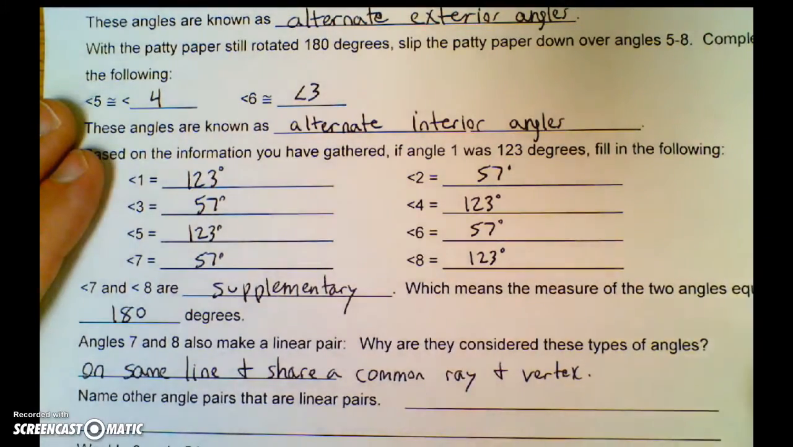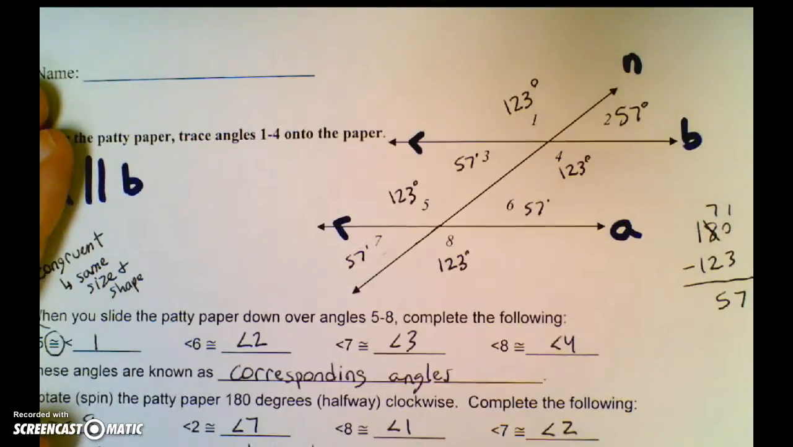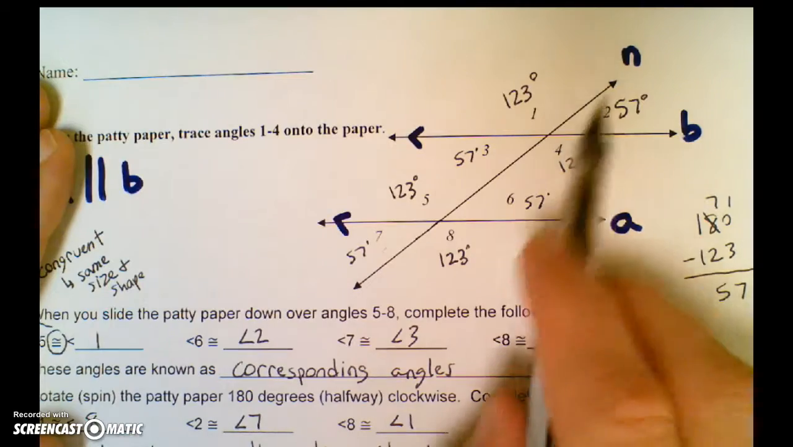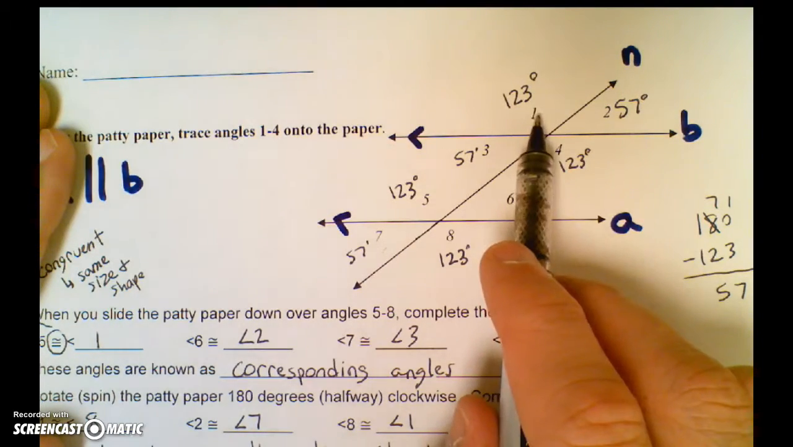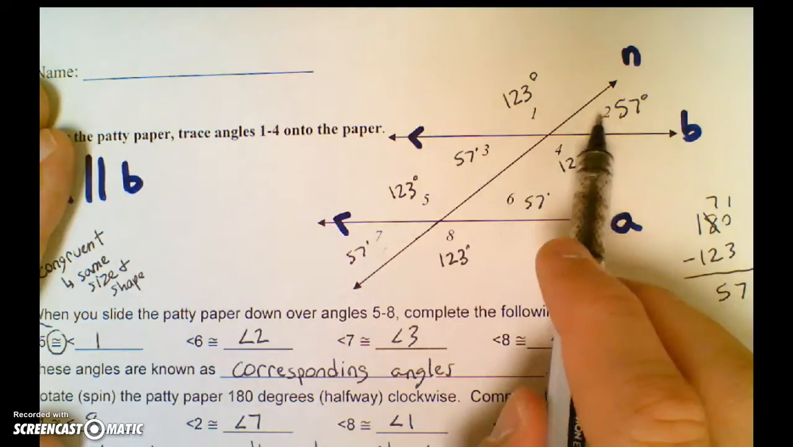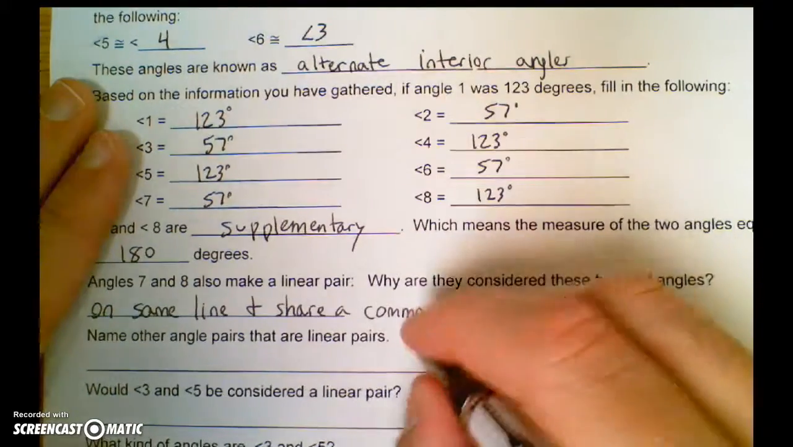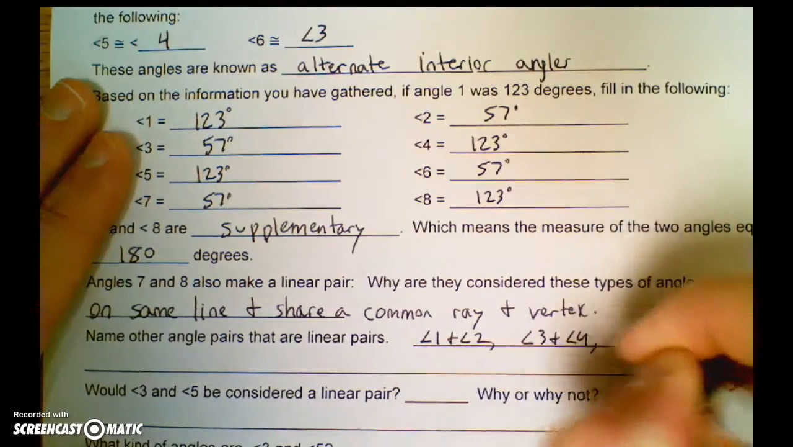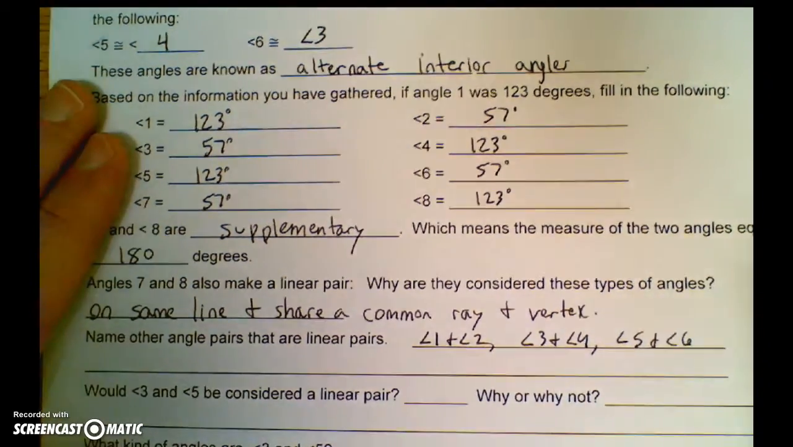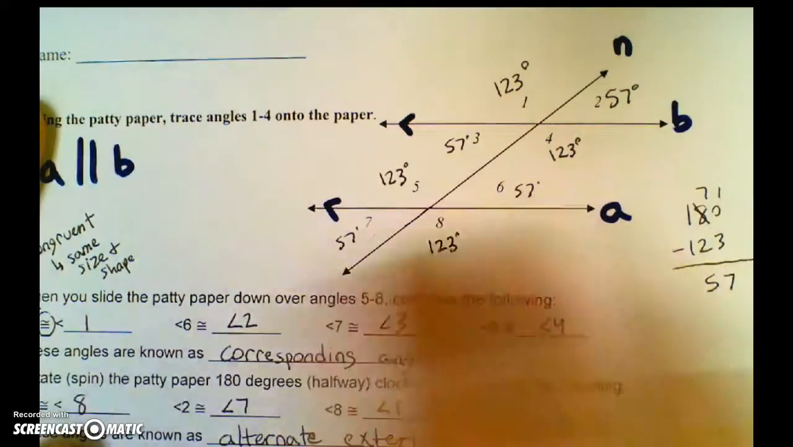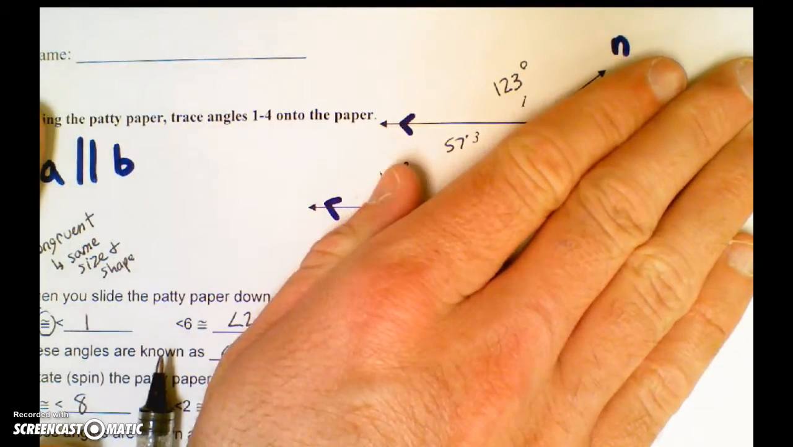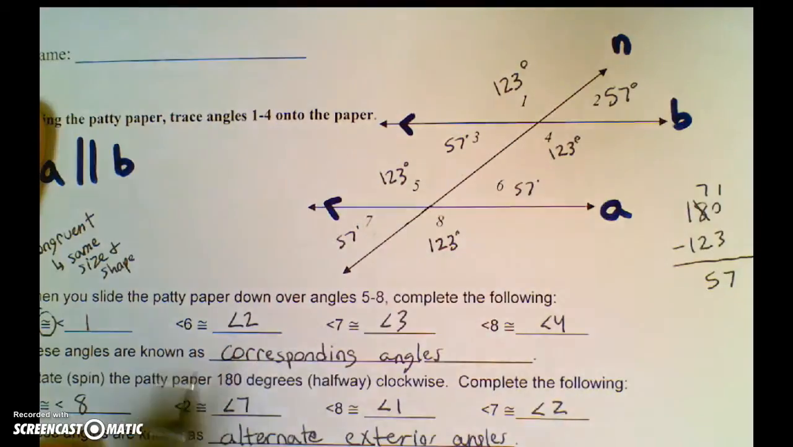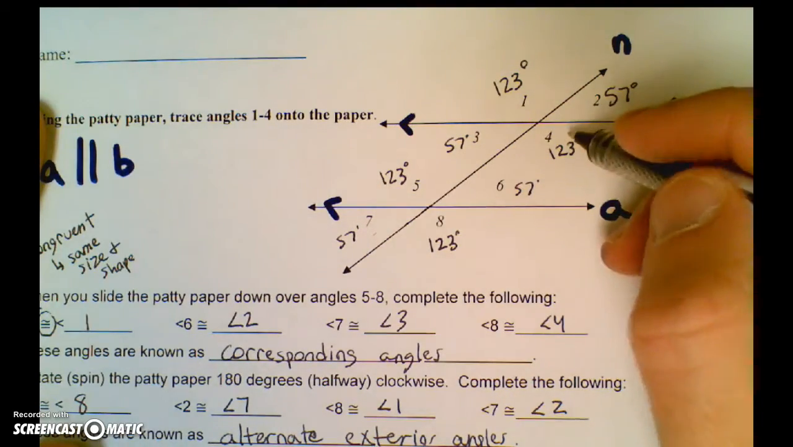Name some other angles that are linear pairs. So looking at our diagram, any of the two that are on the same line and share a ray and vertex are linear pairs. So 1 and 2 are a linear pair, 3 and 4, 5 and 6. Angle 1 and angle 2, angle 3 and angle 4, angle 5 and angle 6. We can also go sideways. If we look at it this way, angle 1 and 3 are a linear pair. Angle 2 and 4 are a linear pair. 5 and 7 and 6 and 8.